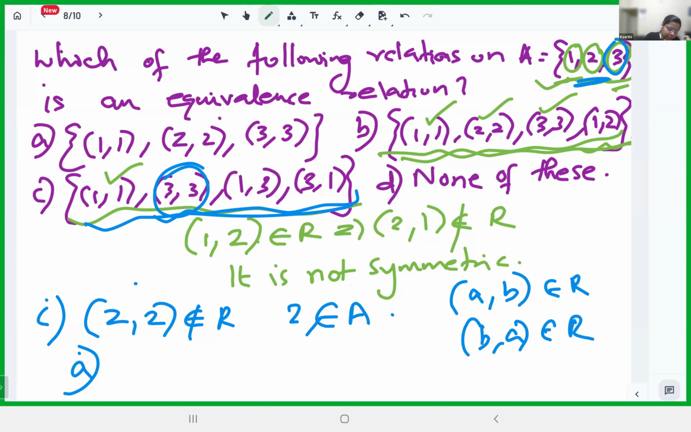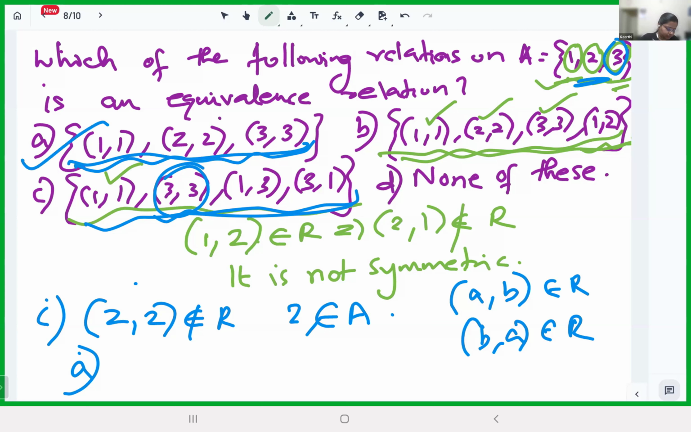Here we are not able to pick such an element. We are not able to pick such an ordered pair (a, b) belongs to R which doesn't satisfy the property (b, a) belongs to R. So we can say that these types of relations are symmetric as well as transitive. Since we are not able to take such an ordered pair, it is symmetric as well as transitive. So this option satisfies reflexive, symmetric and transitive conditions. So we can say that the first option is an equivalence relation.